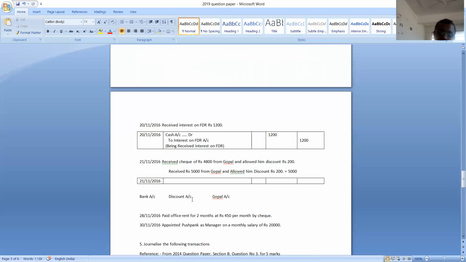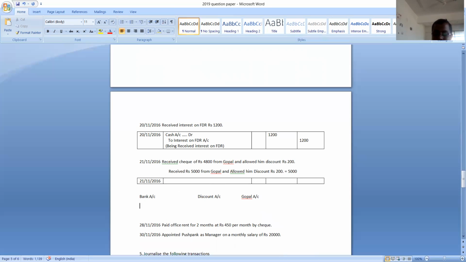It is better to write cash account and discount account, or bank account and discount account together. Understood? Yes, especially while analyzing the transactions. Now what we'll do, we'll see which category these accounts belong to. Bank account belongs to personal account, and discount account belongs to nominal account. Then Gopal account belongs to personal account.